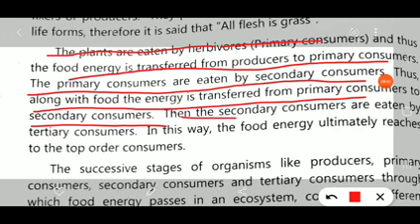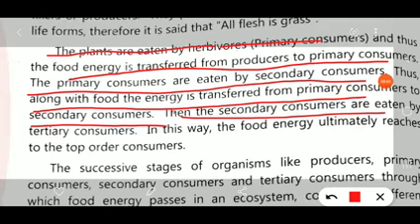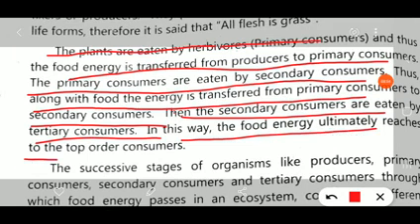Then secondary consumers are eaten by tertiary consumers, and energy is transferred from the secondary consumers to the tertiary consumers. In this way, food energy ultimately reaches the top-order consumers. Likewise, energy passes from the producers to the tertiary consumers in a linear chain, in a unidirectional way.